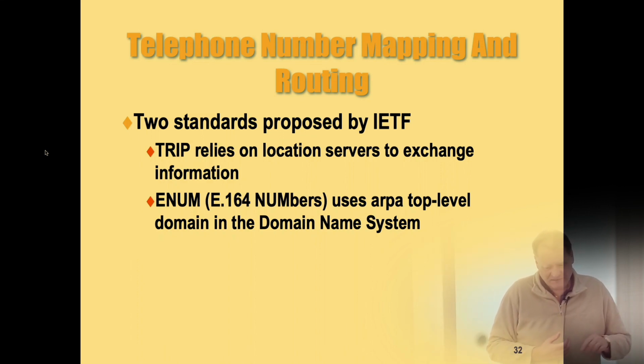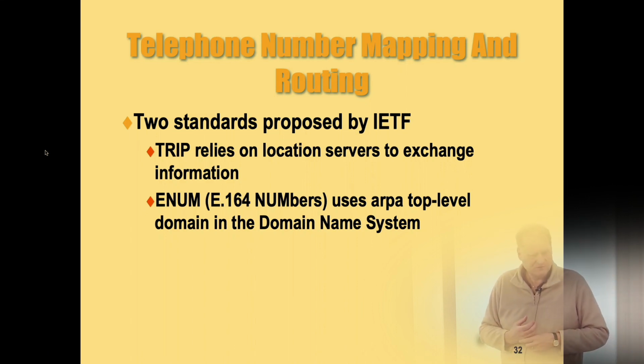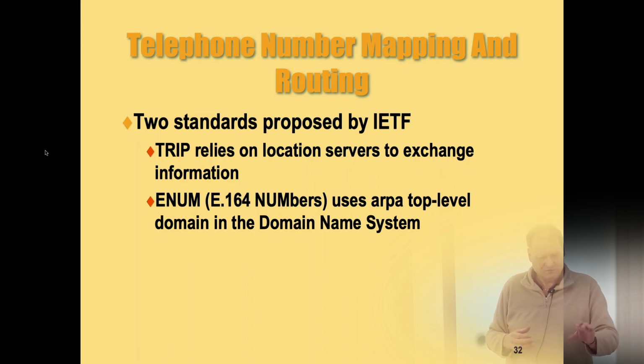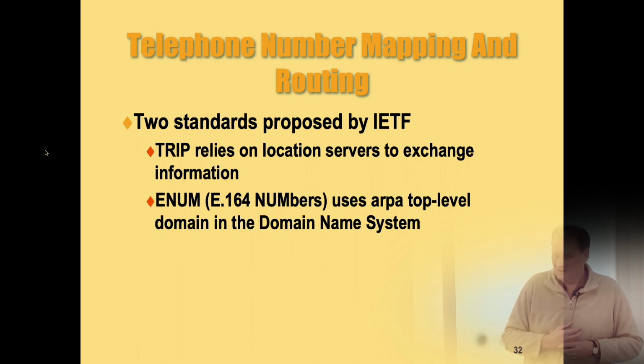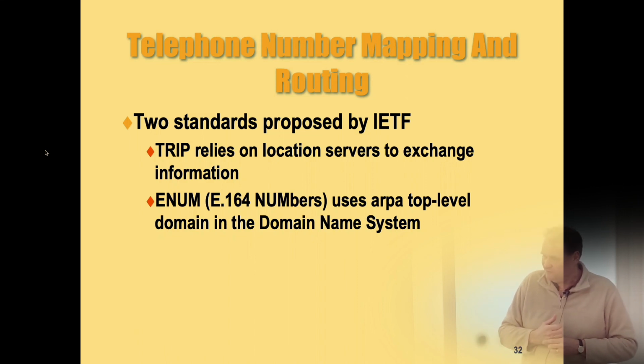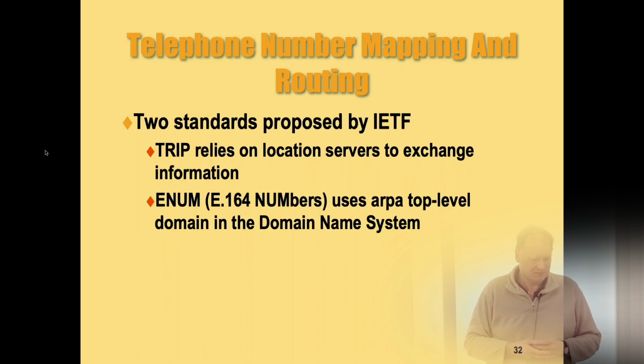Both these standards, TRIP and ENUM, come from IETF. So the idea is that on the internet, how do you find a moving voice over IP phone? TRIP relies on the location server to exchange information. So there is somewhere a location server we can contact and get the information about where this phone is, while ENUM instead uses the DNS system.